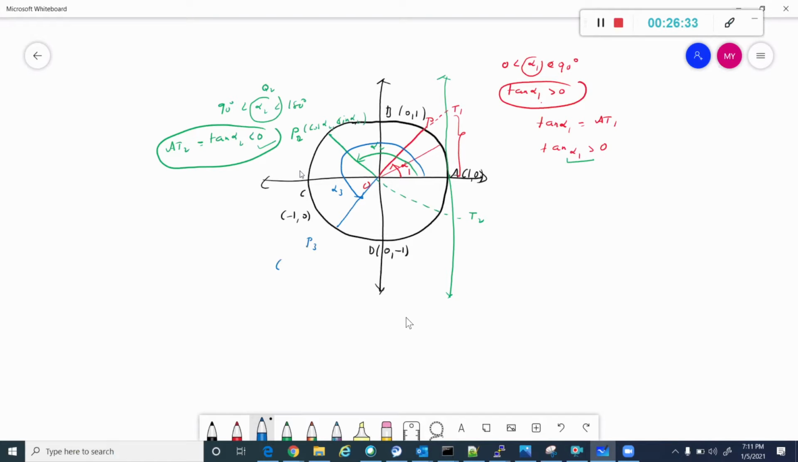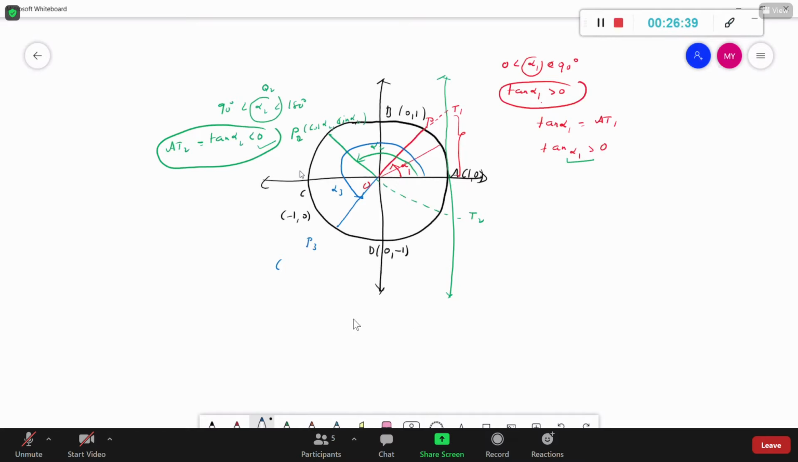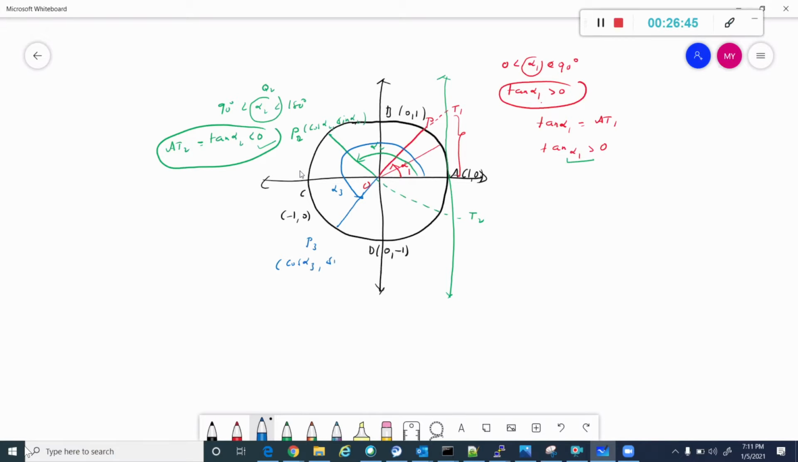So what is Q3? Raviteja, what is P3? The coordinates are cos alpha, sin alpha. Okay, don't sleep.